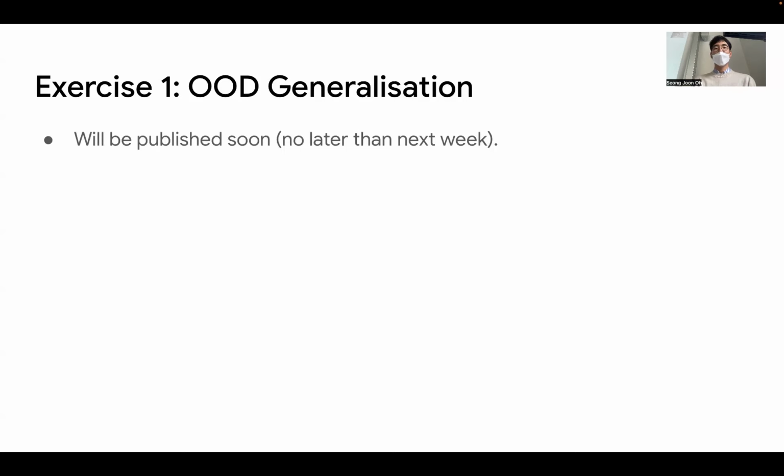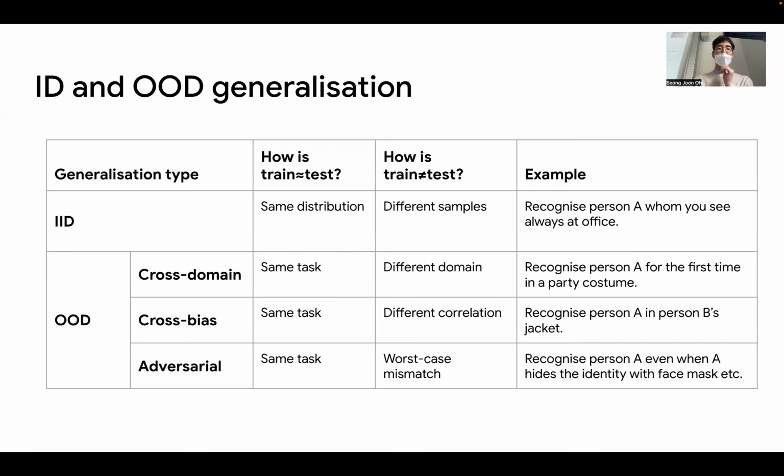So now let's get started with the content. ID and OOD generalization. I'm repeating the table from last week, which is showing different cases in OOD generalization. There are 3 different cases that I consider kind of important. These are not a comprehensive list.